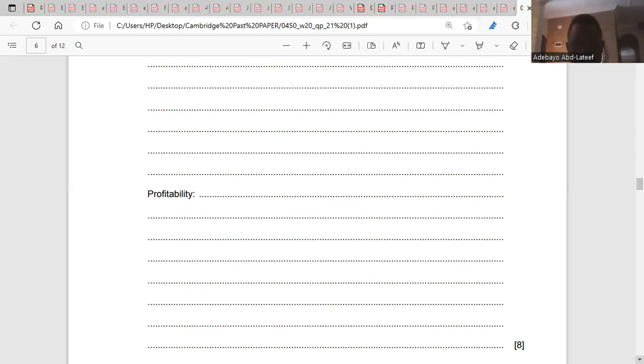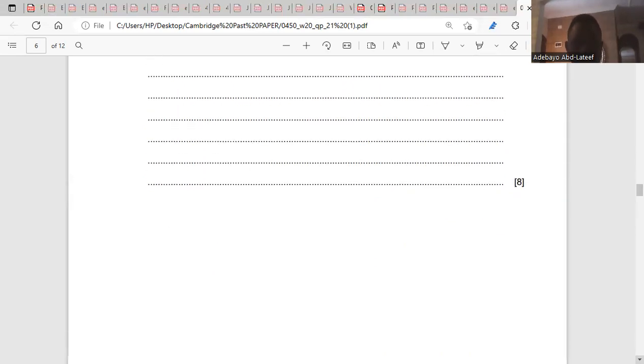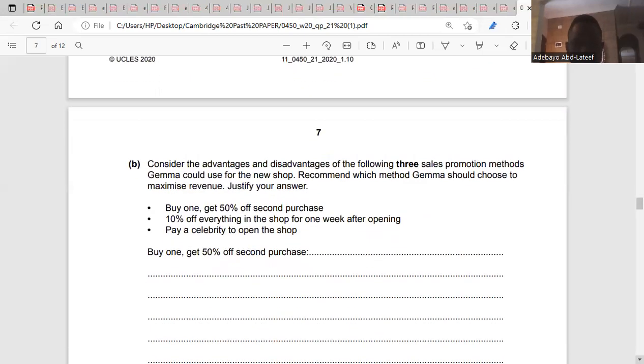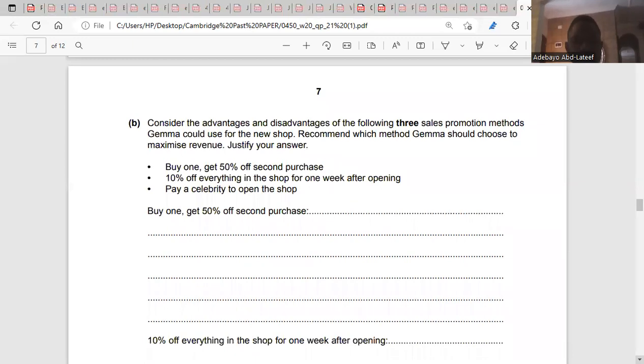Is it clear? Move on. Consider the advantages and disadvantages of the following three sales promotion methods Gamma could use for the incentive. Second, you know what the trick is?